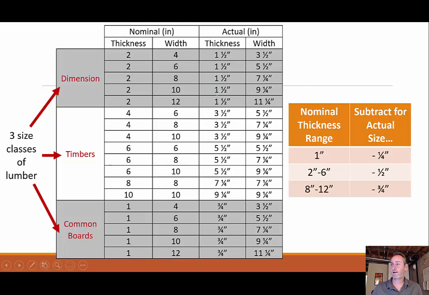And this is true until you get to these smaller boards, like a 1-inch board, which is going to remove 1/4. So a 1 removes 1/4 during this dressing and surfacing process. Here's a little table over here that goes over that. If my nominal thickness is 1 inch, I'm going to lose 1/4 inch during that resurfacing process. If it's 2 to 6 inches, I lose 1/2 inch, and if it's 8 to 12 inches, I lose 3/4 of an inch. So you should be able to follow that through that table.